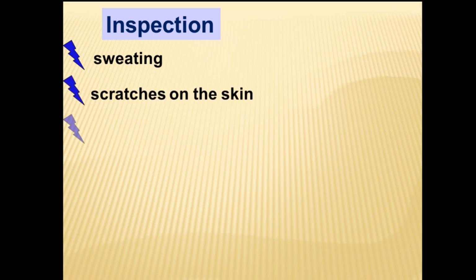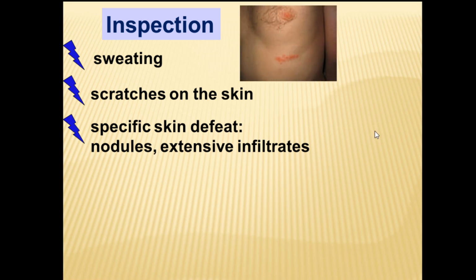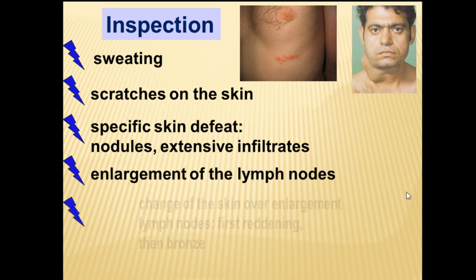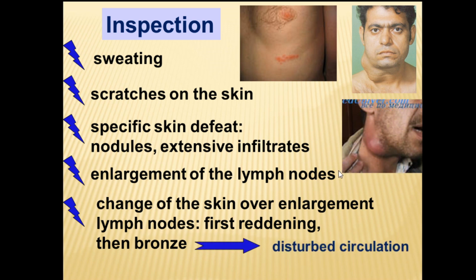On inspection, we see that the patient is predisposed to sweating. We see scratches on the skin due to severe skin itching, and we can reveal a specific skin defect, sometimes along the intercostal space. We'll reveal enlarged lymph nodes, and the skin over the lymph nodes becomes red, sometimes bronze color due to disturbed circulation.